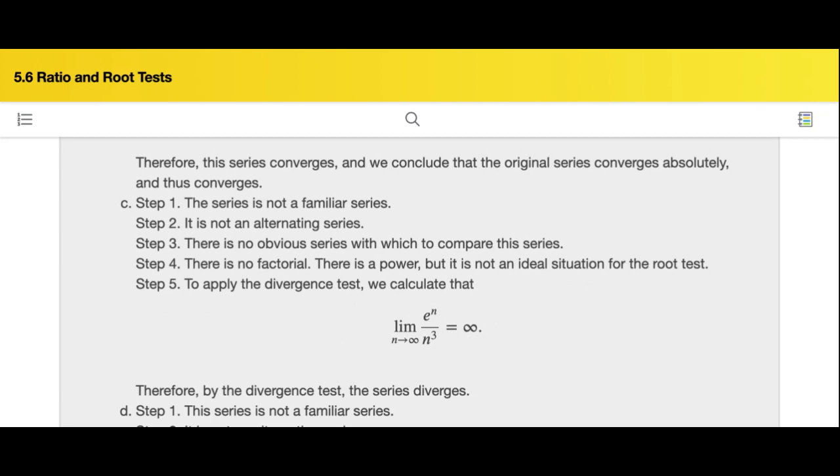If we use a ratio test, we'll get the same result. It will prove this divergence also. But we could use the divergence test because we know the numerator grows so much faster than the denominator. Which means when n goes to infinity, the denominator just doesn't contribute anything. So the limit of the nth term goes to infinity. So by the divergence test, this series diverges.